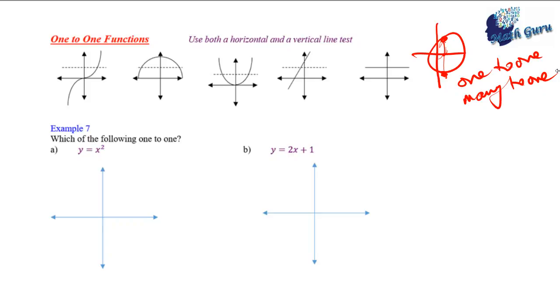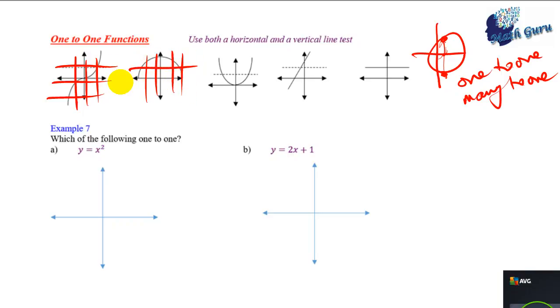Now we're going to look at one-to-one functions. So each x value can only have one y value. If it's a one-to-one function, it'll pass the vertical line test, and it'll also pass the horizontal line test. So here, this is a function because it passes a vertical line test, but it doesn't pass the horizontal line test. So that's a function, and it's one-to-one.